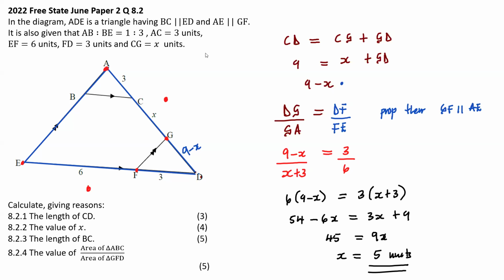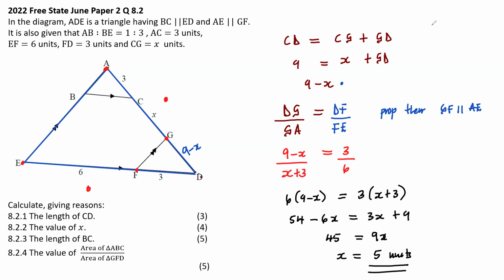So 5 units, that's what I got for X. Someone says, does it need to be a triangle? Yes. A line drawn from one side of a triangle. That's the theorem. It works from the perspective of a triangle. Thank you for the question.